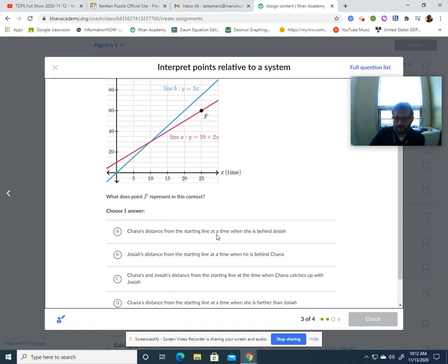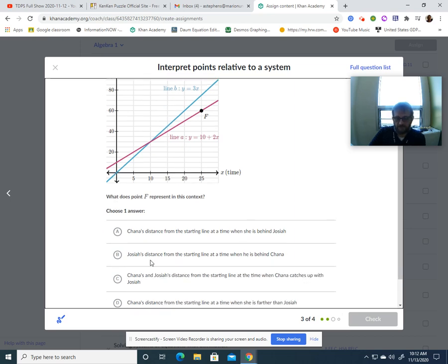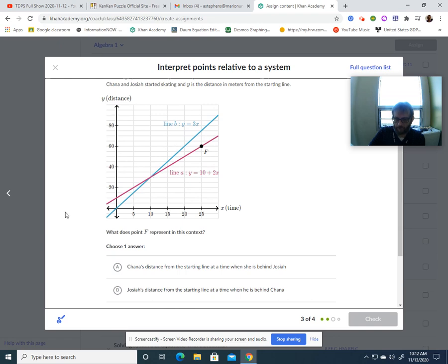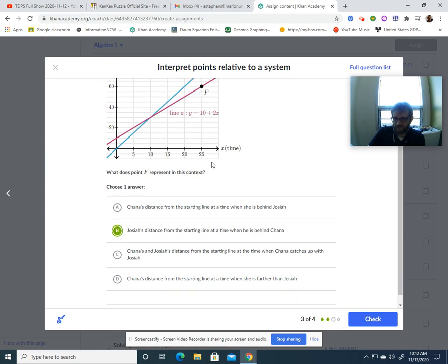Chana's distance from the starting line at a time when she was behind Josiah. This line is Josiah's line. F is something about Josiah, not Chana. Josiah's distance from the starting line at a time when he was behind Chana. That's the one we're looking for. She has passed him. Now let's read the others. Chana and Josiah's distance from the starting point at a time when Chana catches up to him. Now that's this point back here where they tie. Chana's distance from the starting line at a point when she is farther than Josiah. Well, she is farther, but we're not talking about her line. We're talking about Josiah's line.